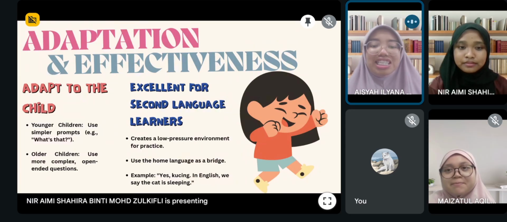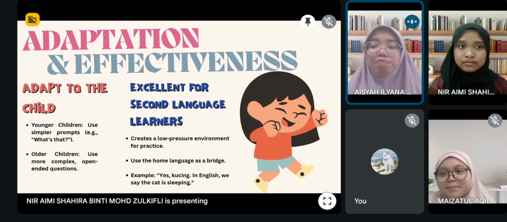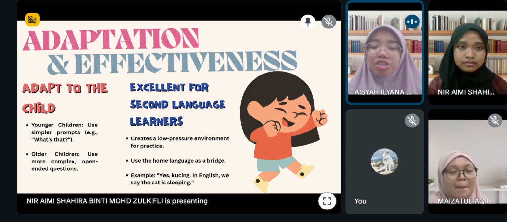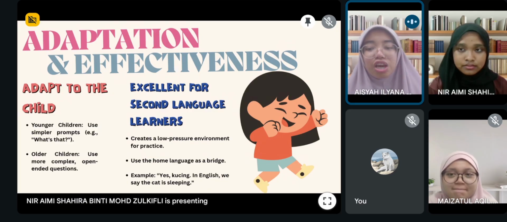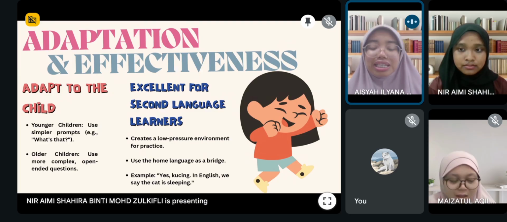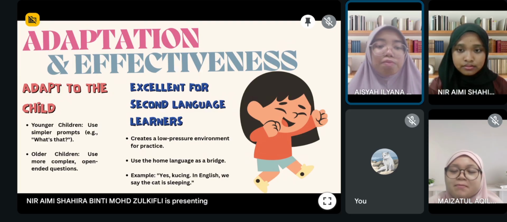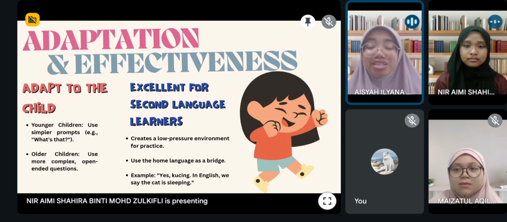Of course, this is not a one size fits all method. It is crucial to adapt your own style to each child. So, for younger children or beginners, you will want to use simpler prompts like pointing to a picture and asking, what is that? And for older, more verbal children, you can ask more complex and open ended questions that really make them think. Beyond just age, we can also adapt to a child's personality.